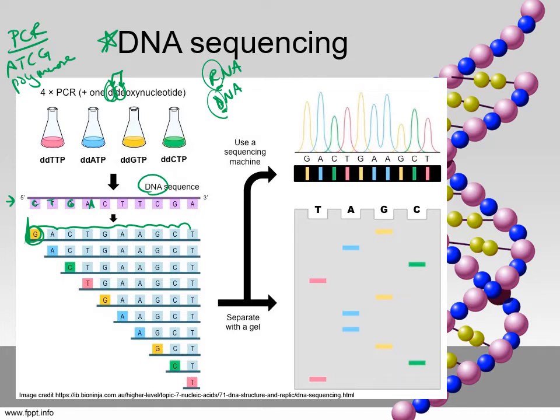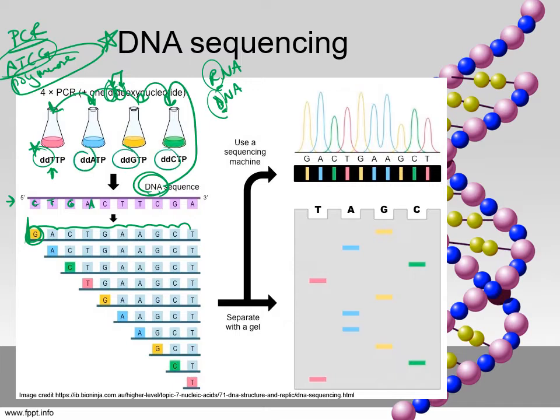So what we're going to do is take this DNA sequence and add it to each of these 4 different flasks. All of those flasks have normal A's, T's, C's, and G's. All of them have normal polymerases and all the other stuff that we need for DNA replication. This flask only is going to also have dideoxythymine, and it's going to be radioactively labeled dideoxythymine. Same thing here, except now it's going to be dideoxyadenine, and here guanine, and here cytosine.